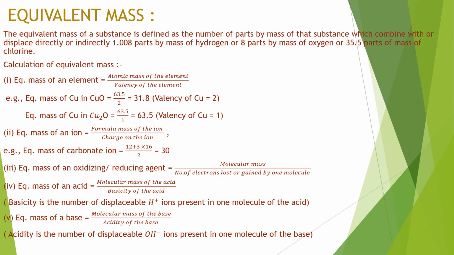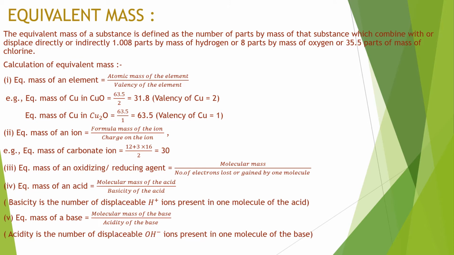The next formula is for finding the equivalent mass of an ion. Suppose we have to find the equivalent mass of the carbonate ion, CO3 2-. For this, we find the formula mass of the ion, CO3, that is 12 plus 3 into 16, divided by the charge on the ion. The carbonate ion has charge 2 minus, so 2 will be the charge. Ultimately we get 60 upon 2, that is 30, as the equivalent mass of the carbonate ion.